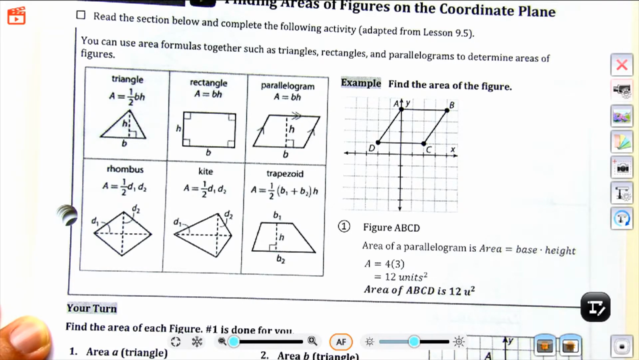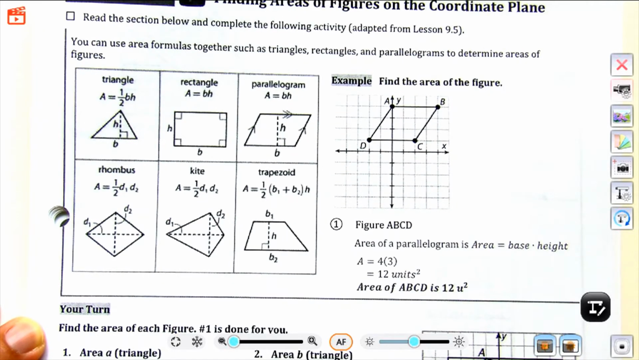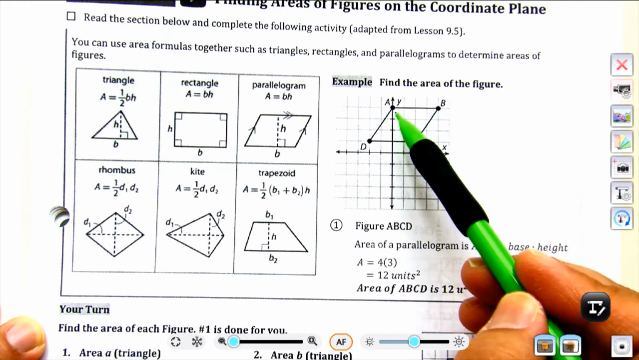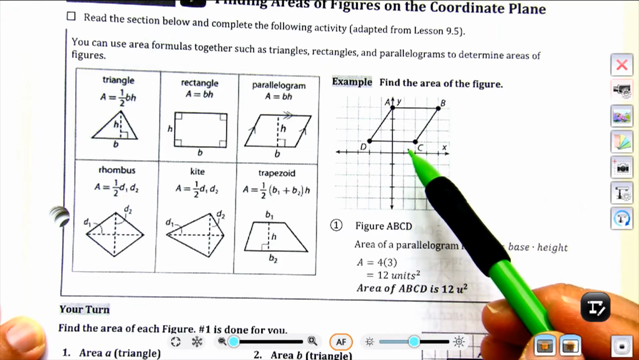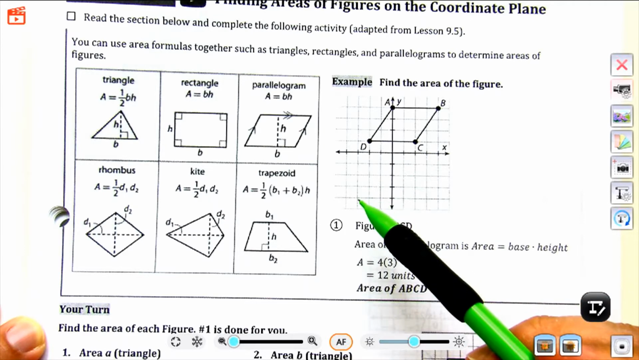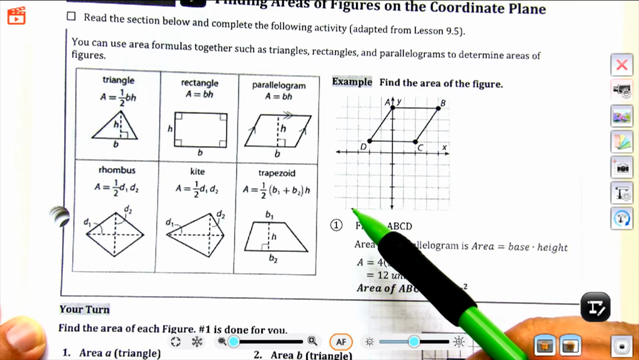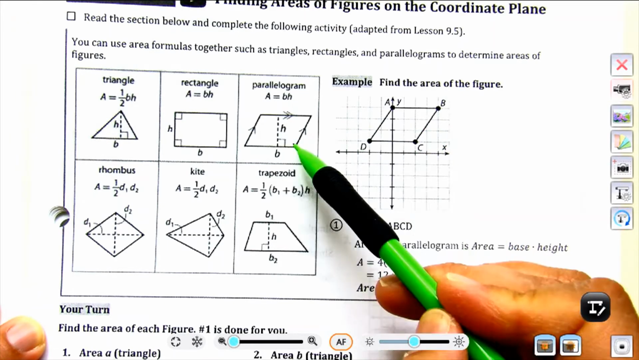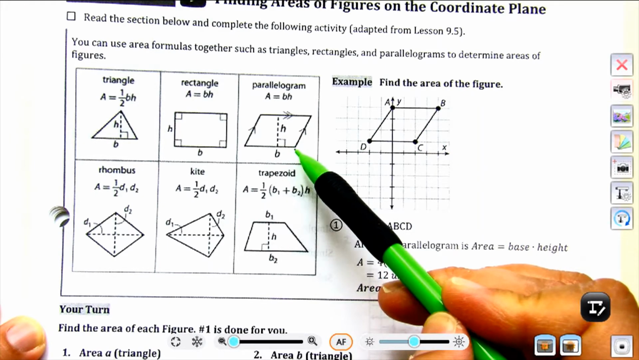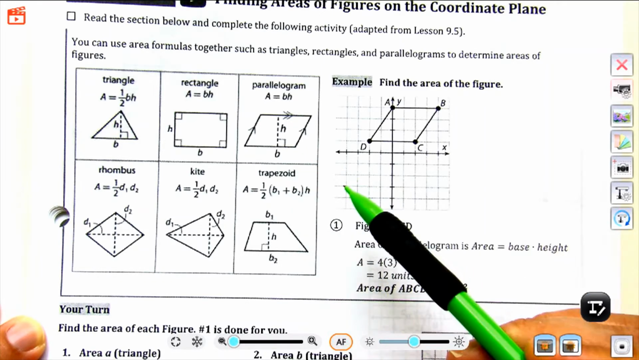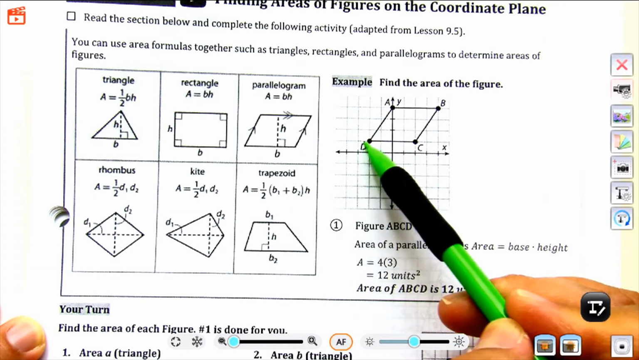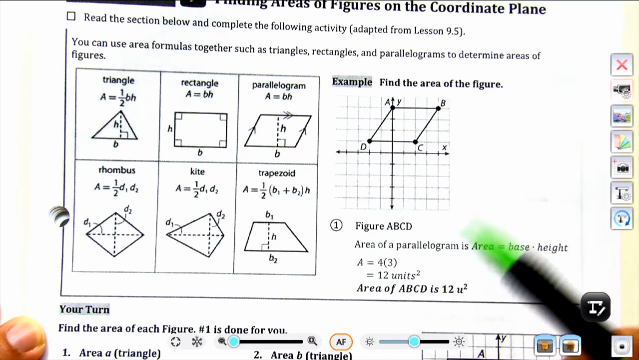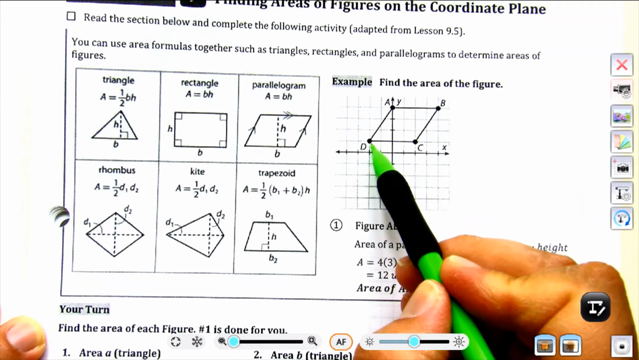So in this example, we're given a figure, and we have to determine what this figure is. Is it a triangle, rectangle, parallelogram, trapezoid, rhombus, or kite? This figure is a parallelogram. How do we find the area of the parallelogram? We find the base times the vertical height. So let's look at this together. What is the base? That's the distance from D to C.